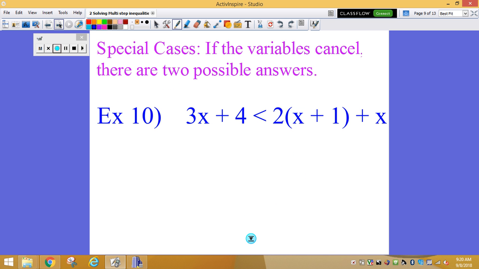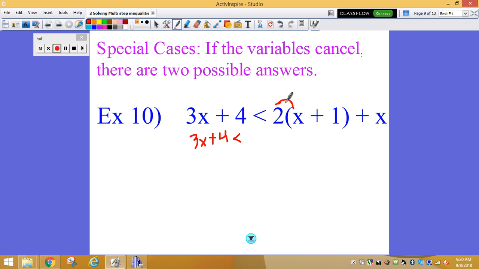Alright, special cases. Just like in equations, you remember if your letters canceled out, we could either get no solution or all solutions. Well, the same thing is true with inequalities. So write this example down and I'm going to show you one of these special cases and what it's going to look like. So right here on the left, nothing can be done. I'm just going to rewrite 3x plus 4 and bring down my inequality.